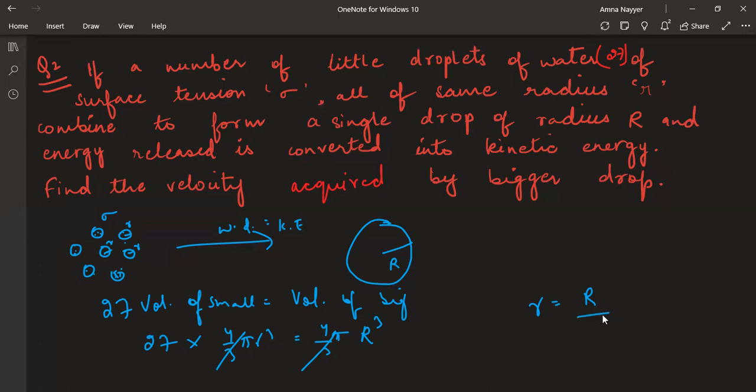This is capital R by 3, right? 3r will be equal to R by 3. This is the relation of the radius. Now let us find out the change in energy.